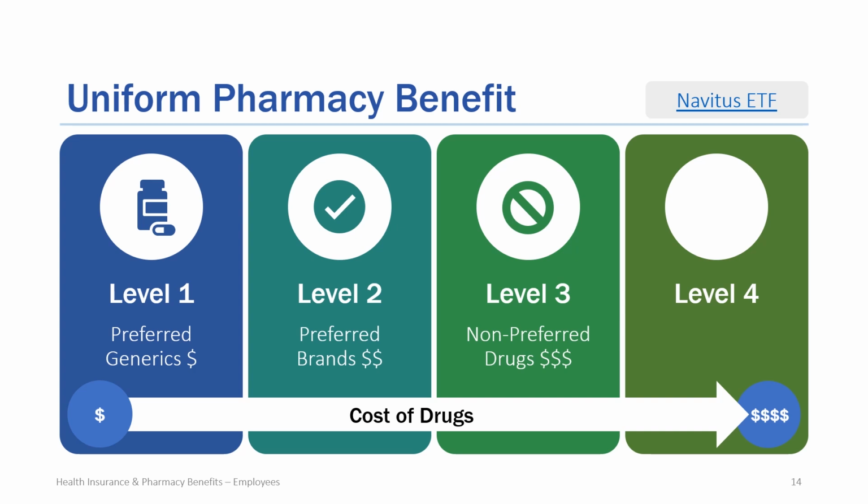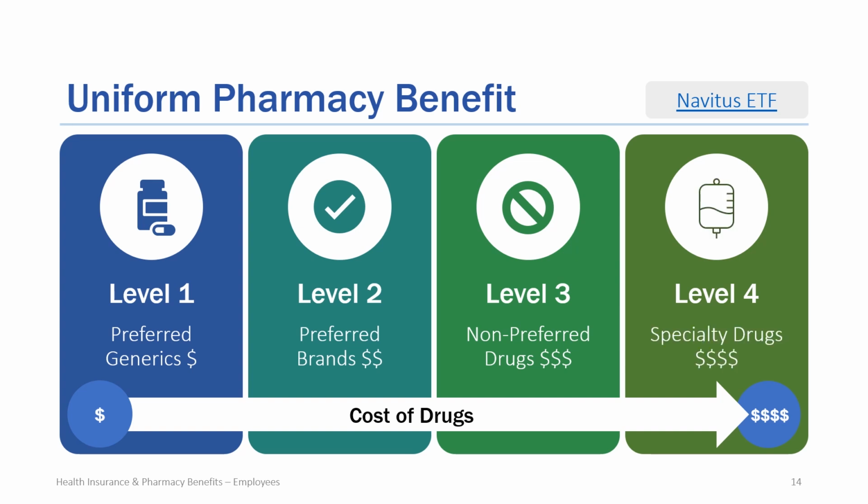Level 3 consists of non-preferred drugs. These are brand name drugs that are not included on the plan's formulary, which is their list of preferred prescription drugs. Non-preferred brand name drugs have higher coinsurance than preferred brand name drugs.